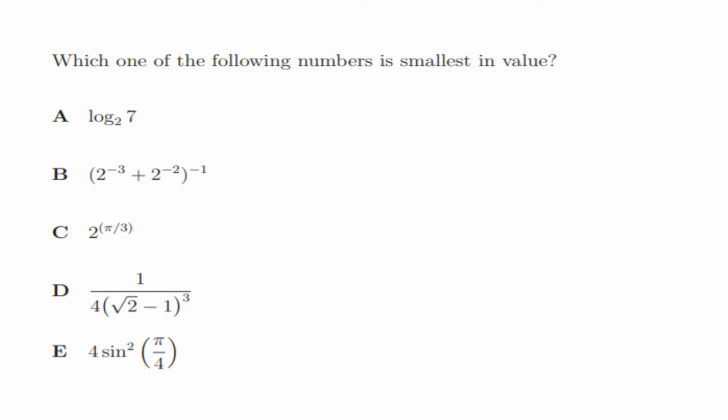Okay, another TMUA question. We've got 5 values here next to A, B, C, D, and E. It's simply which one is the smallest. Okay, so pause and have a go yourselves.